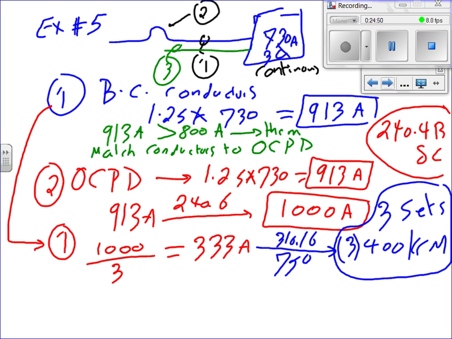Any questions? So I want you guys to highlight the 240.4(B) and (C), because they're very, very important. The 800 amp ceiling, they call it the 800 amp ceiling. Any question about that?